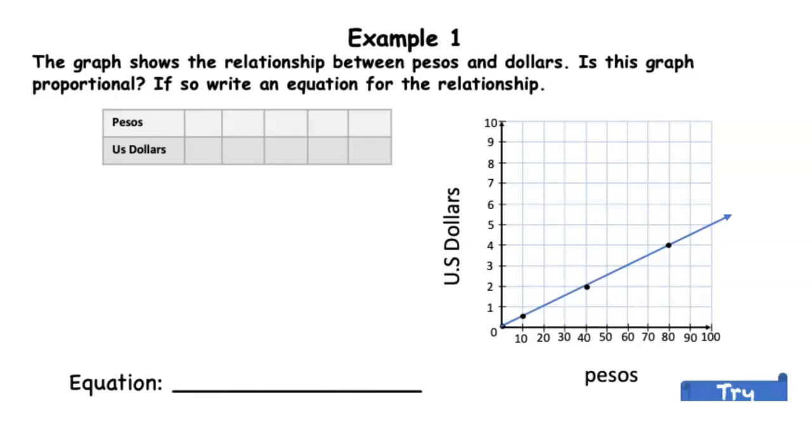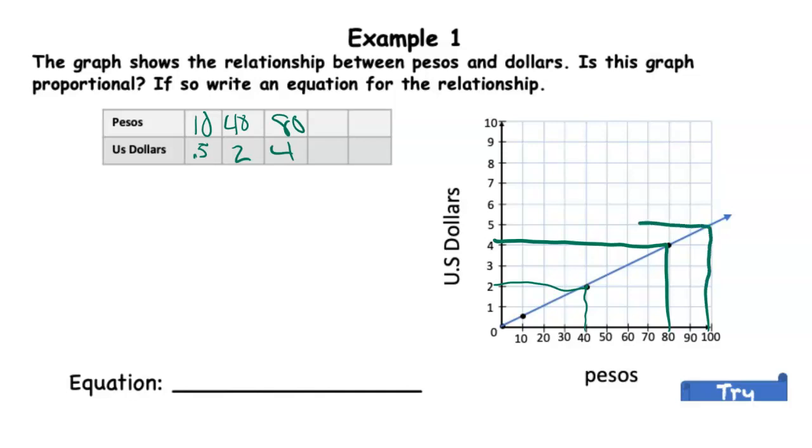First point they give me is x is 10, y is about a half. So my x is 10, my pesos are 10, my y is 0.5. This one, my x is 40, my y is 2, so it's 40 and 2. This one, my x is 80, my y is 4. And if I needed another one, there's one right here. I got 105.